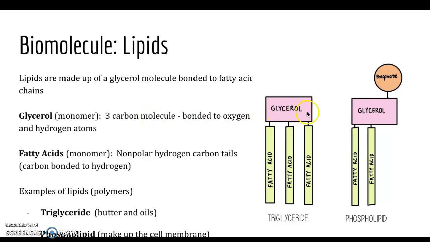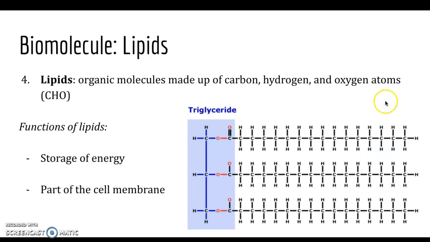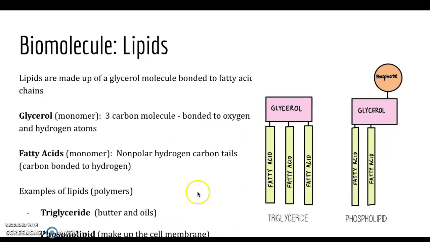So this is a simplified form. Glycerol is up here in this molecule. Glycerol is represented in the blue box. So it's 3 carbon atoms. All right.